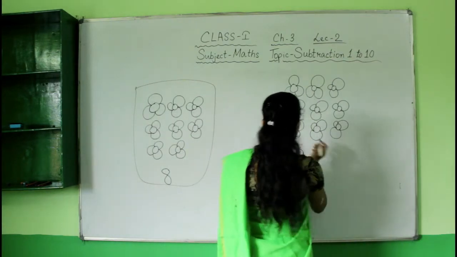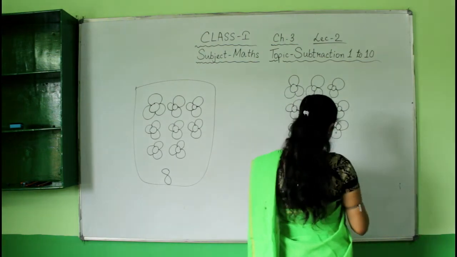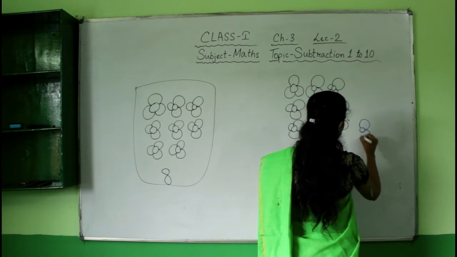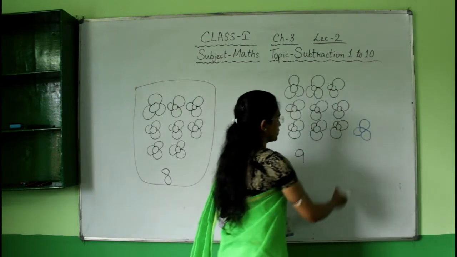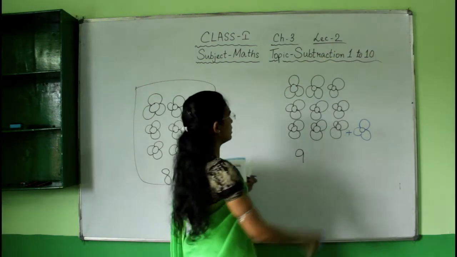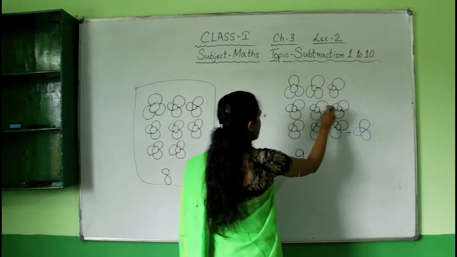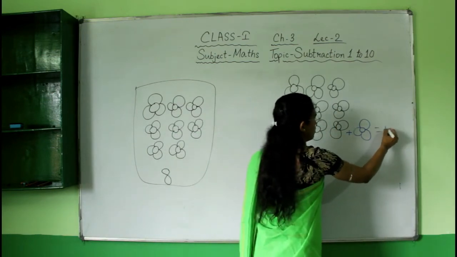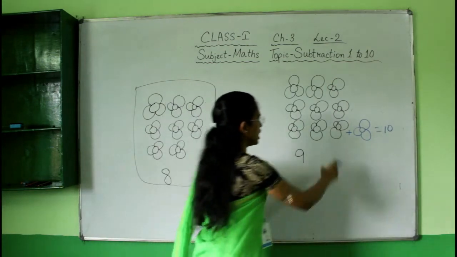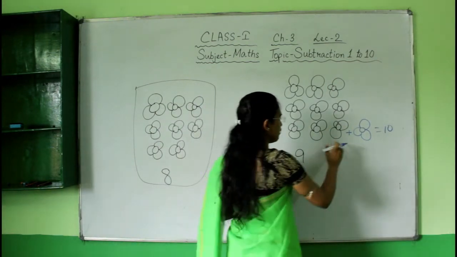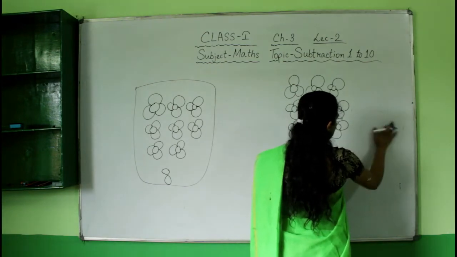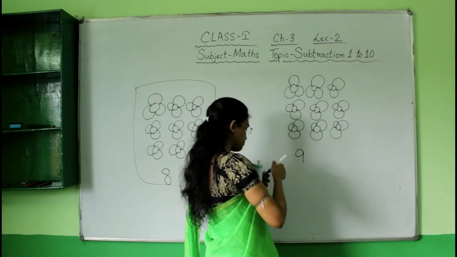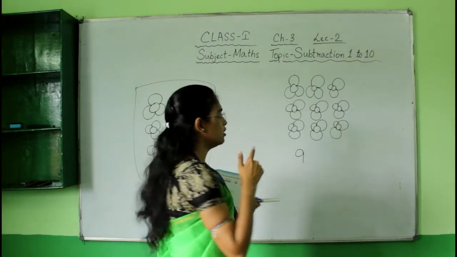Let's see what will happen if we add 1 more flower with these 9 flowers. So what will happen? Let's count. 1, 2, 3, 4, 5, 6, 7, 8, 9, 10. It becomes 10, not 8. So we can't add, right? So what we have to do? We have to subtract, and for subtraction, what we have to do? We have to cut. We have to cut 1 flower.